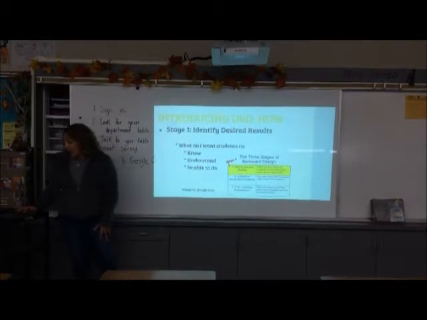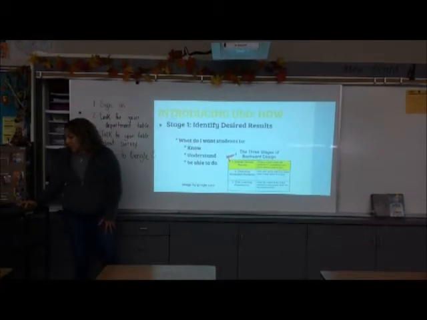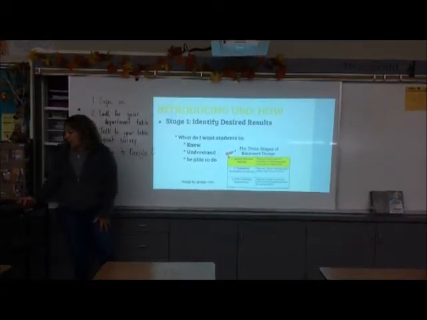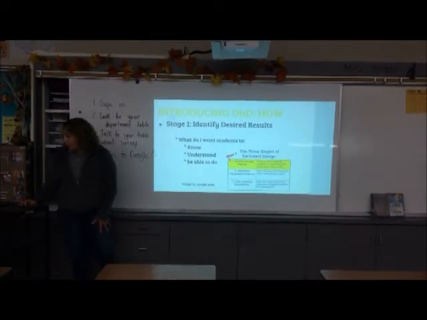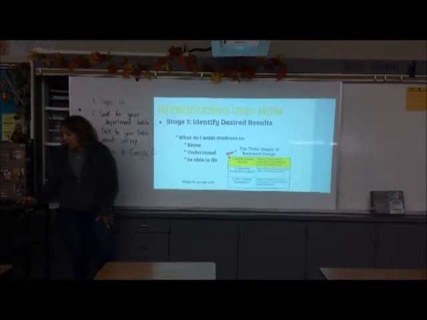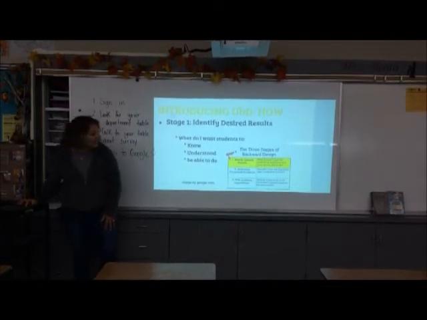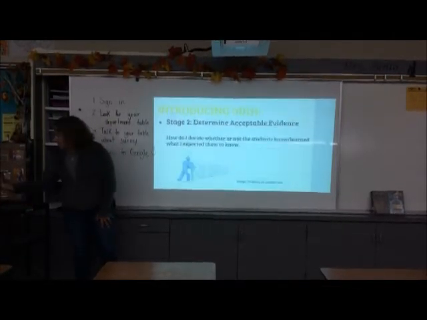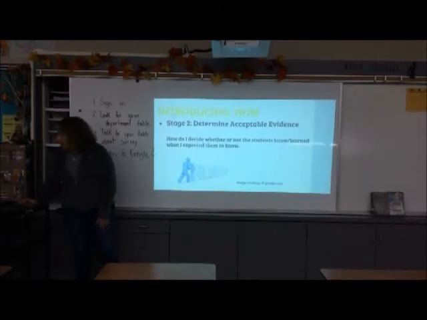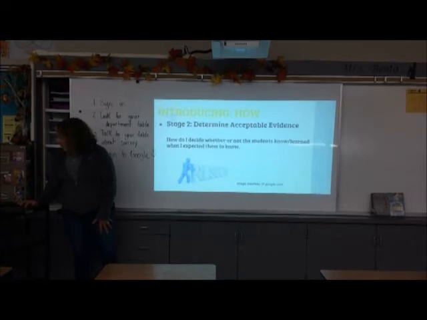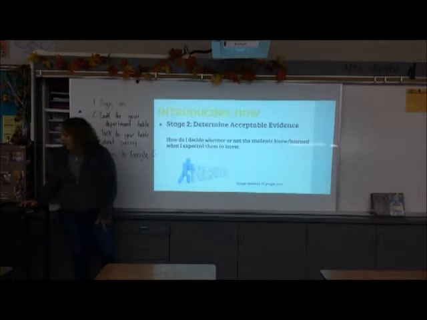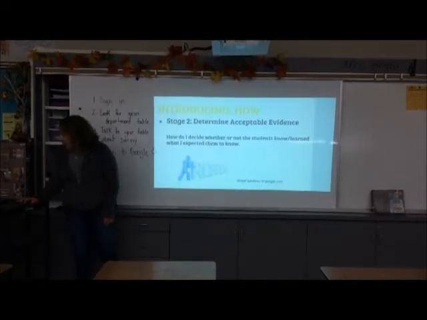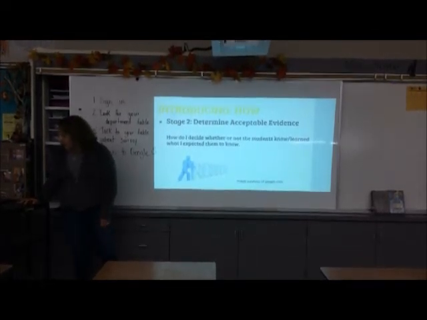When we begin with the outcome in mind, we're able to define what we want the students to know, what they should be doing, and to interpret it in order to master the content and attain the standards. Stage 2, determine acceptable evidence. How do I decide whether or not the students know and learn what I expect them to know?